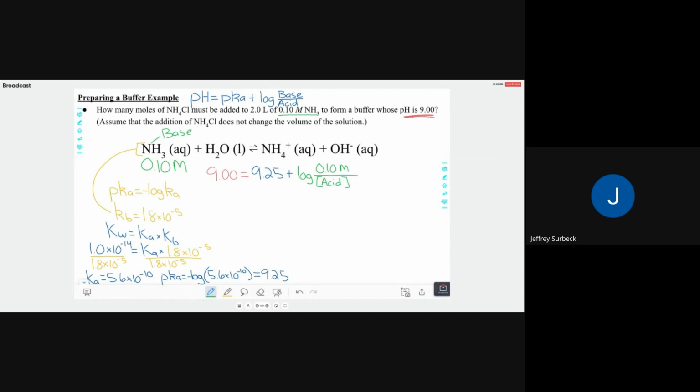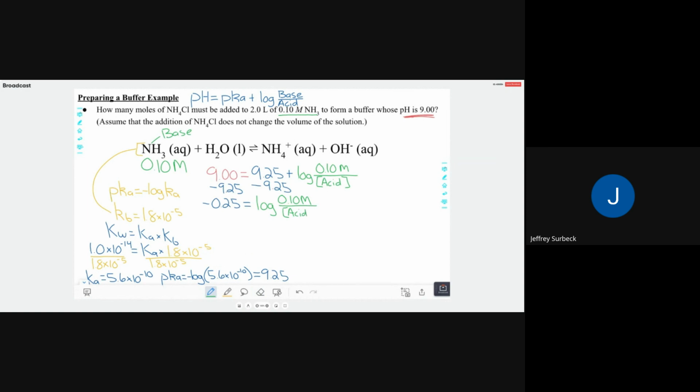Now, we just solve this, and we just have to be careful with the algebra. We have to get this 9.25 by itself. Because it's attached via addition, we're going to subtract 9.25 on each side. Now, 9 minus 9.25 would give us what number? Negative 0.25. Yes, negative 0.25 is now equal to the log of 0.1 molar, all divided by that concentration of our acid.